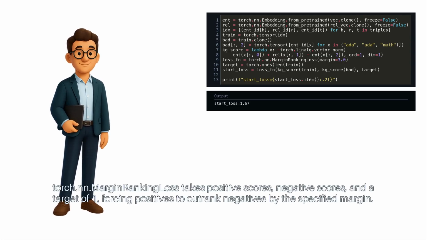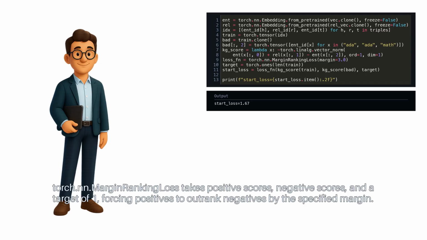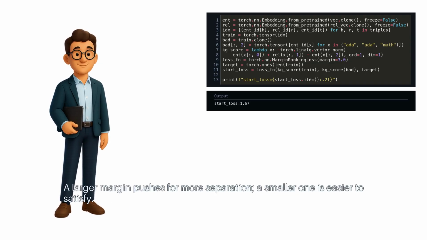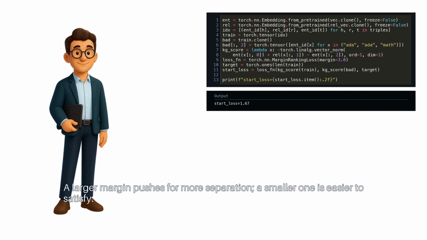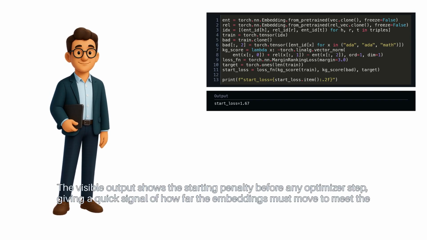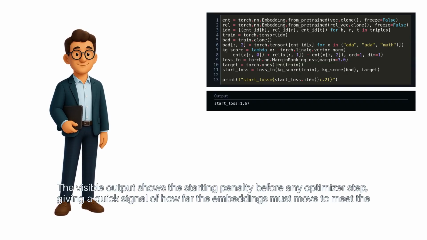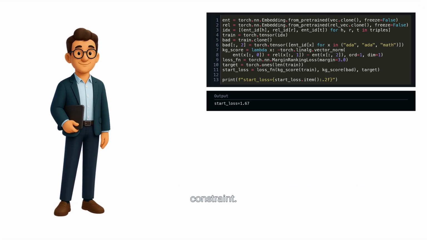torch.nn.MarginRankingLoss takes positive scores, negative scores, and a target of 1, forcing positives to outrank negatives by the specified margin. A larger margin pushes for more separation. A smaller one is easier to satisfy. The visible output shows the starting penalty before any optimizer step, giving a quick signal of how far the embeddings must move to meet the constraint.